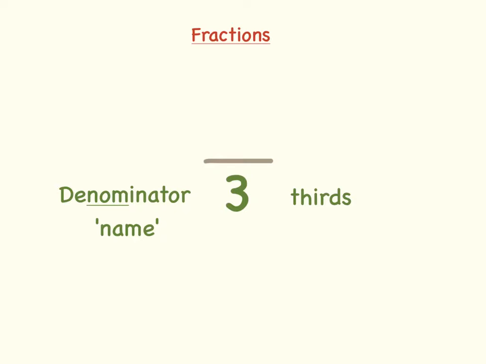So in other words, if there's a 3 in the denominator, we're talking about thirds. And if there's a 6 in the denominator, the parts of the fraction are called sixths. There are some interesting ones, like a 2 in the denominator, which tells us that we're talking about halves, and a 4 in the denominator, which tells us that the name of the parts is quarters.